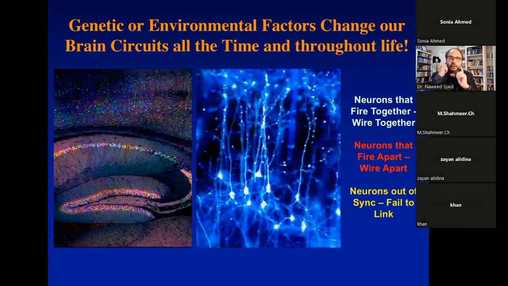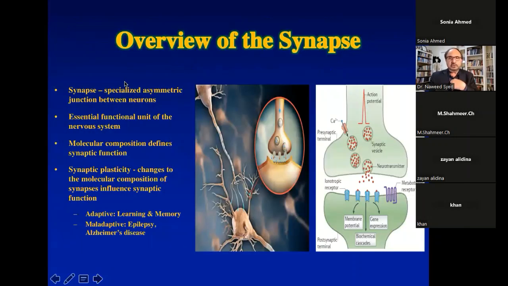Similarly, children who cannot hear actually cannot speak, because the firing of brain cells going out of sync will make them fall apart and they will fail to connect. So this is really an important aspect of the entire talk. So the idea really is, when you think about synapses and look at the overview of synapses, these synapses are specialized structures between the pre and the postsynaptic neuron, whereby a neuron is connected to other cells through special structures we call synapses. So a synapse is really the functional, fundamental unit of the nervous system.